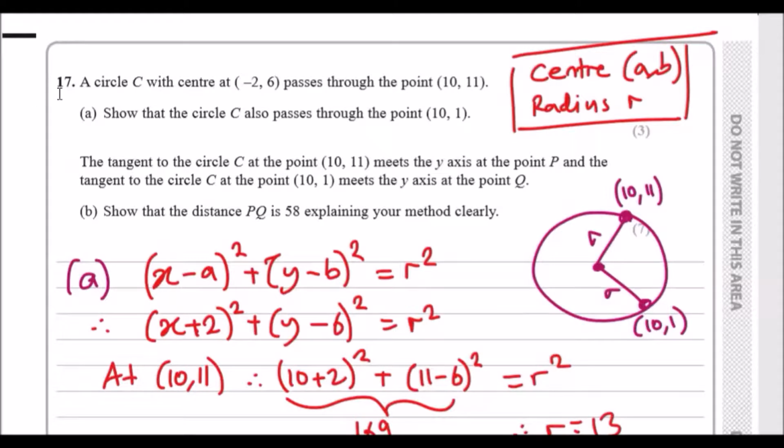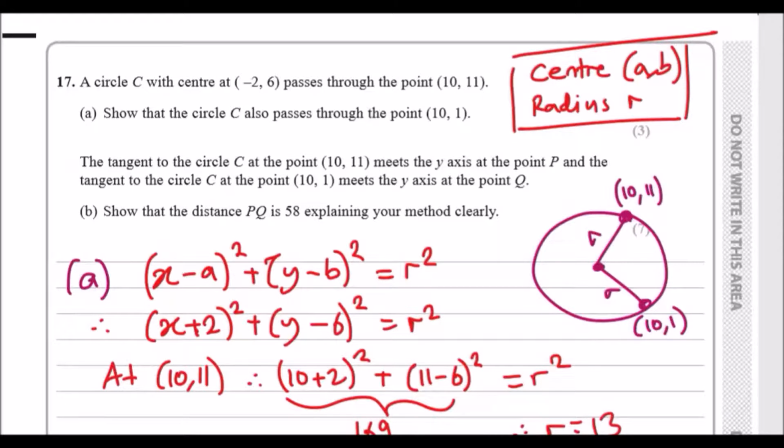So we have a circle C with center (-2, 6), which passes through the point (10, 11). Just a quick recap, the center is always given in the notation (a, b), where a is -2 and b would be 6. So I just did a little demonstration here. This middle point here, the center, would be (a, b), or (-2, 6). Now show that the circle C, the same circle, also passes through the point (10, 1).